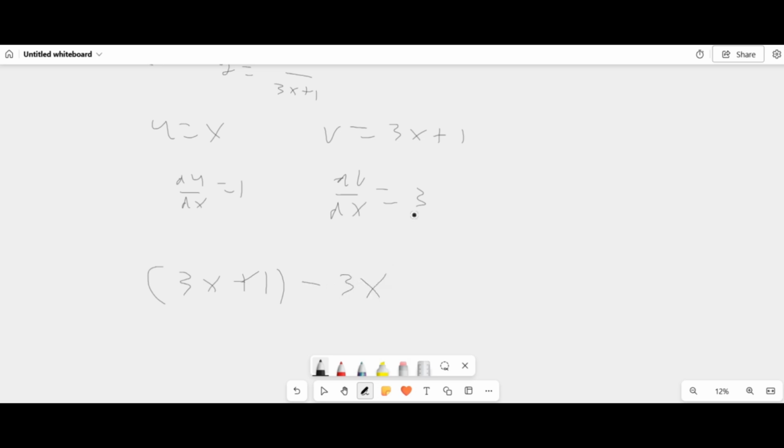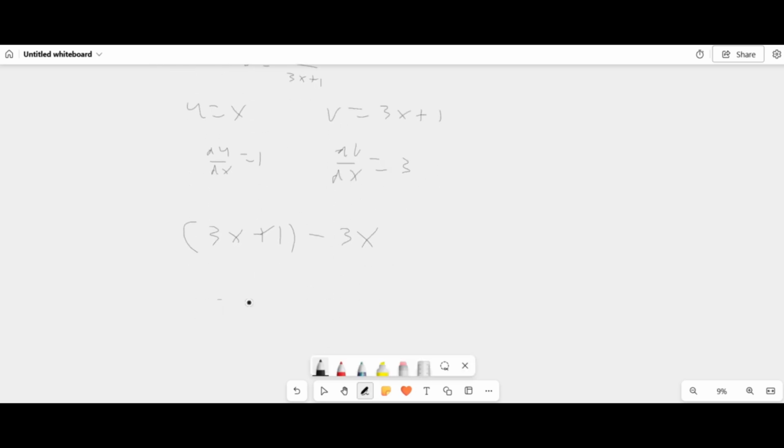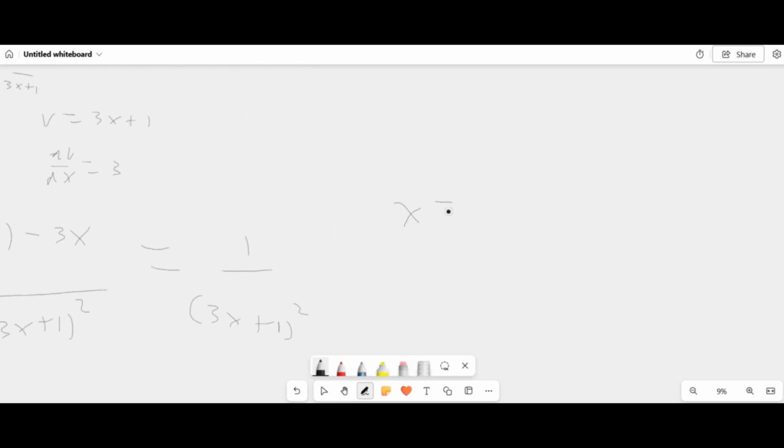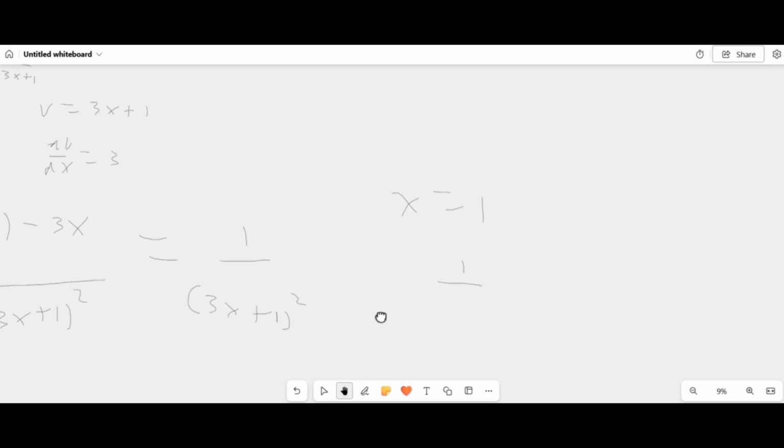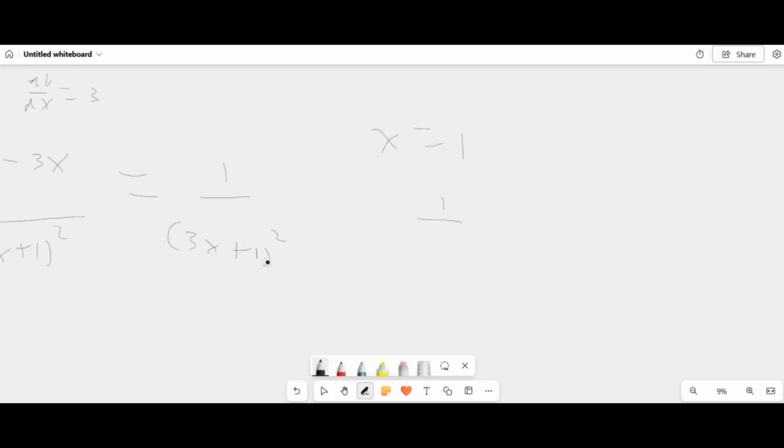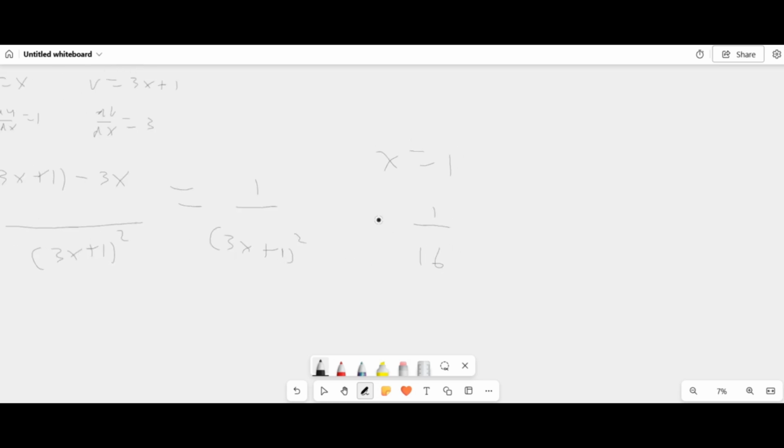3 times x is 3x, and then over v squared. So 3x plus 1 squared. And obviously 3x minus 3x is just nothing. So just 1 over 3x plus 1 squared in the end. Now you need to find the gradient at that point. So it says x equal to 1 at that point. So we just get 1 over 3 times 1 is 3, 3 plus 1 is 4, 4 squared is going to be 16. So that's the gradient. So dy over dx is equal to that. Question 4.